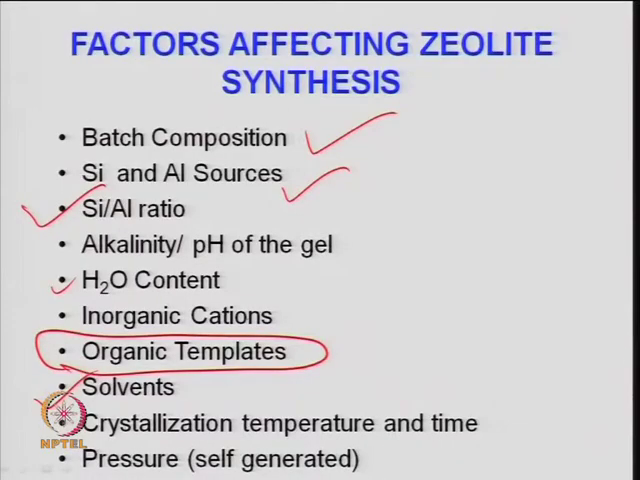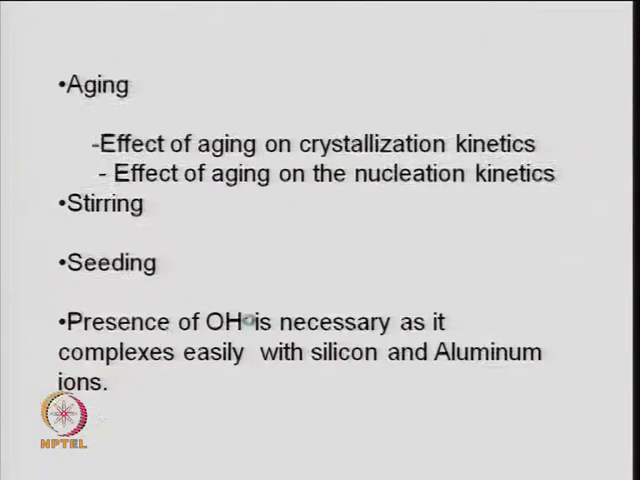Solvents, the type of solvent used to dissolve these silicon and aluminum sources, right. So, these are important. Crystallization temperature and time, I have already talked about. That is very important, we will see the effect later, and pressure, which is autogenous pressure. So, all these are important for the synthesis purpose.